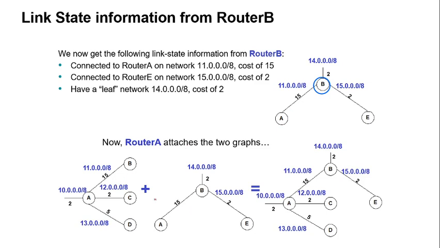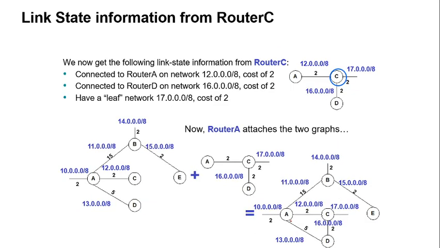So the resulting graph: this was the graph of A, and this is the graph of B, which B has sent to A. And A now joins these two graphs, and the resulting graph is something like this.